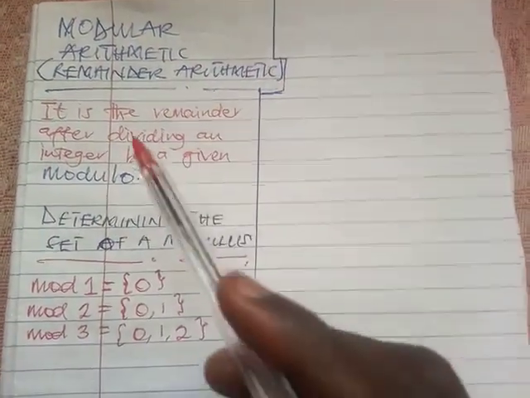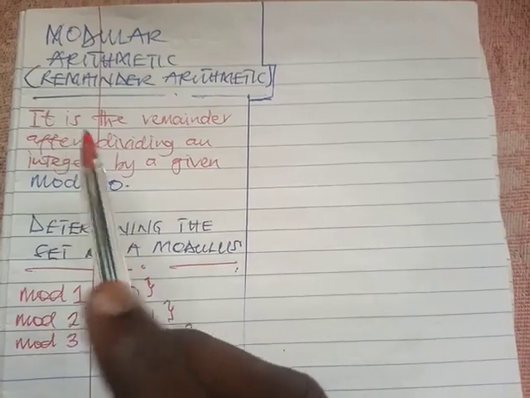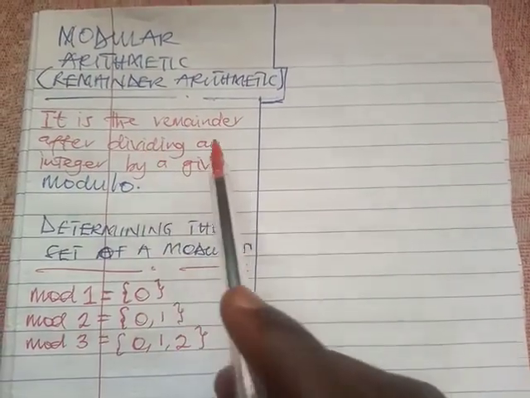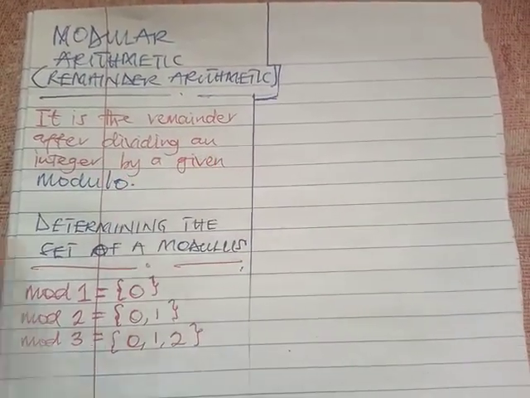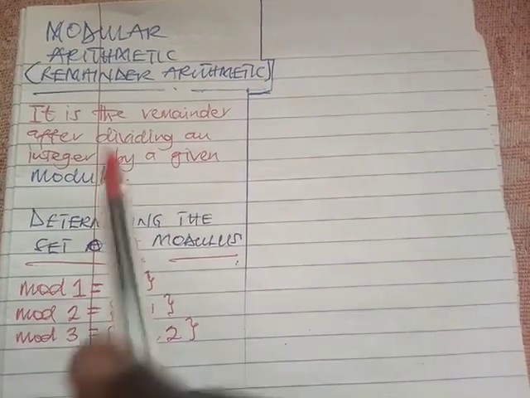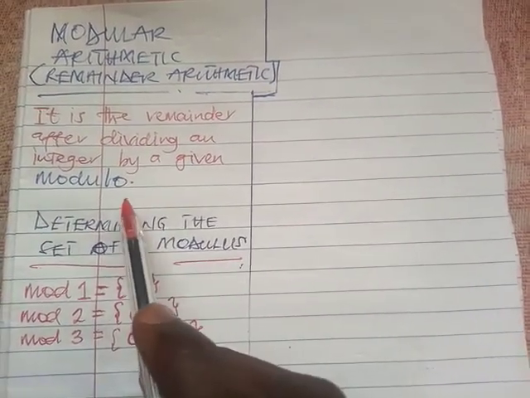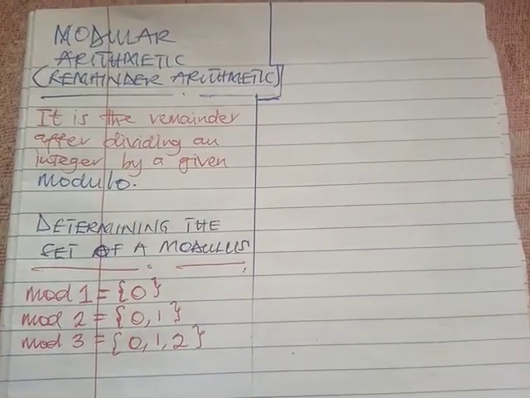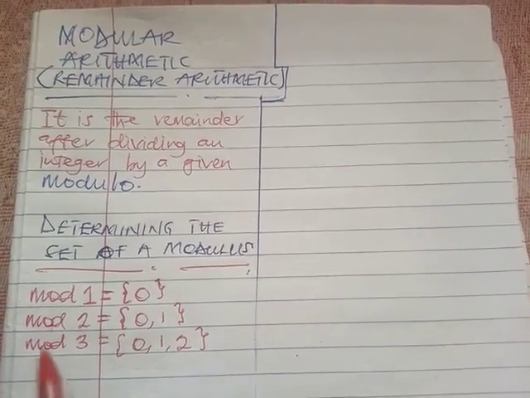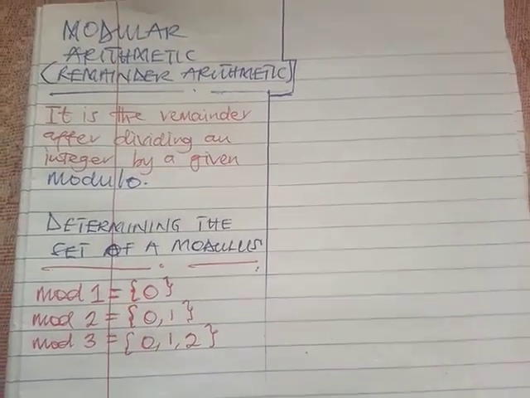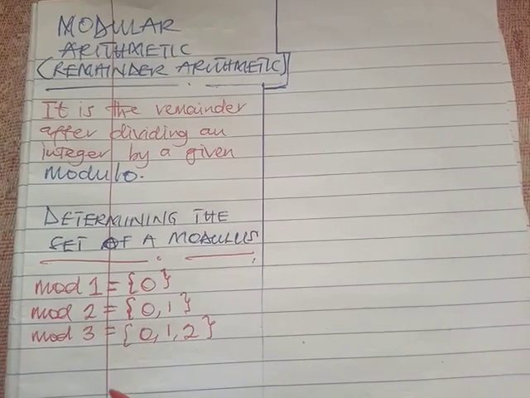Now under modulo, what do we say? We are saying that it is a remainder after dividing an integer by a given modulo. After dividing an integer by a given modulo, the remainder that you get is the answer to the problem. Now let's look at this. These are the guidelines to our problems.